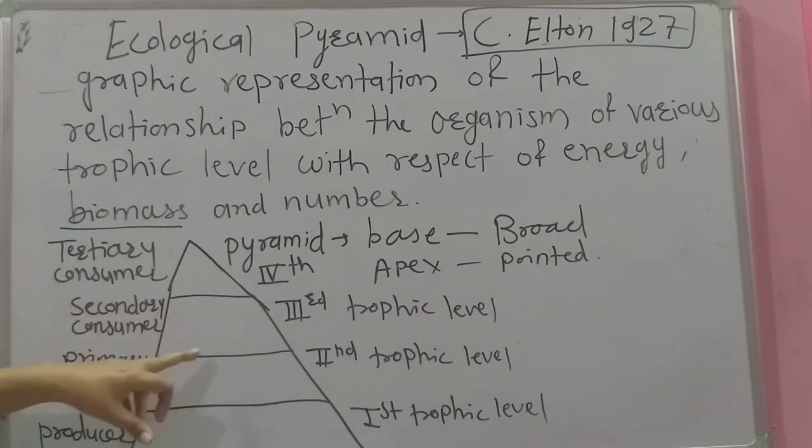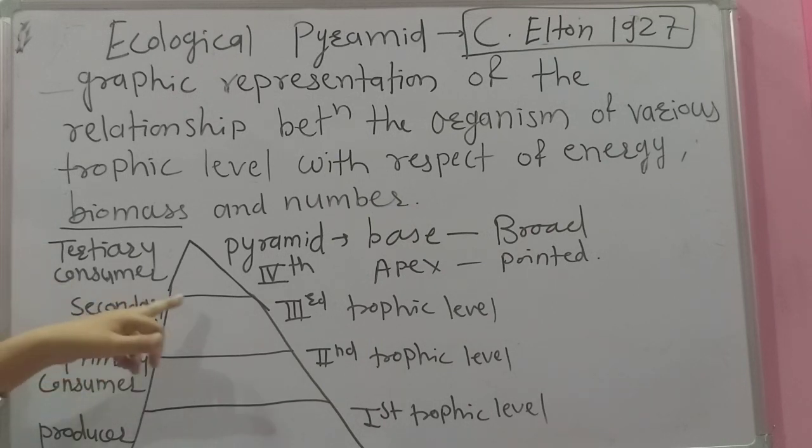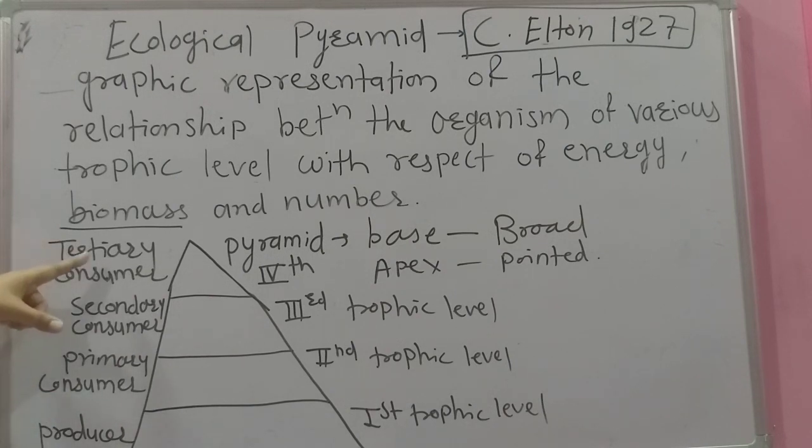This is the shape of the pyramids, developed by C. Elton in 1927, and this pyramid represents the various trophic levels and organisms. At the base represent the producers, the first trophic level. Then the primary consumer, the second trophic level. Then the secondary consumer, the third trophic level, and the last one at the apex represents the tertiary consumer, the fourth trophic level.